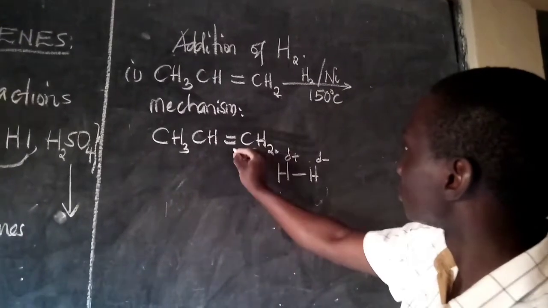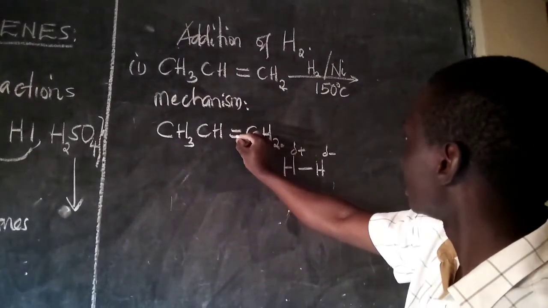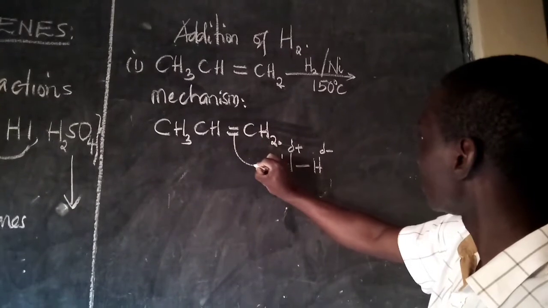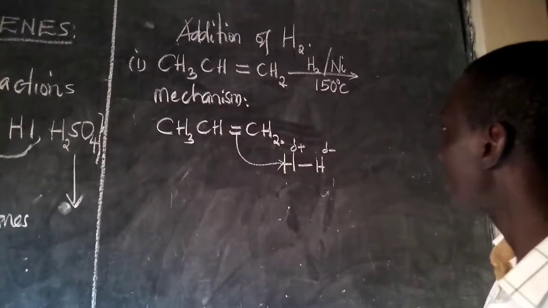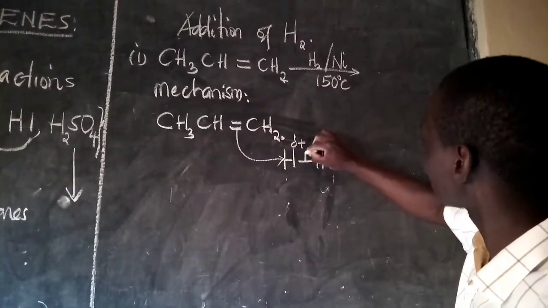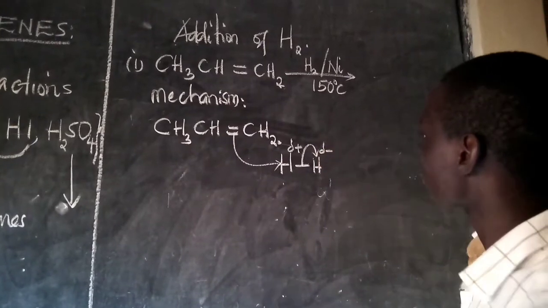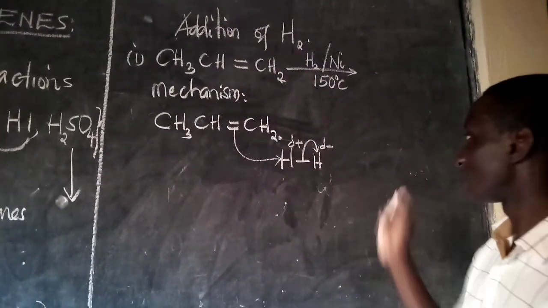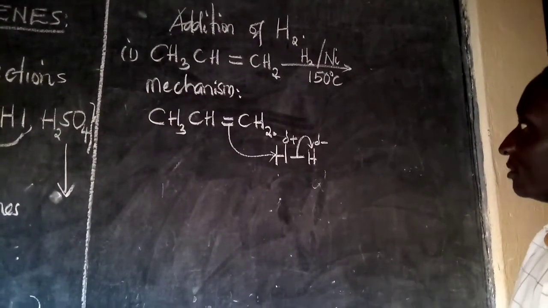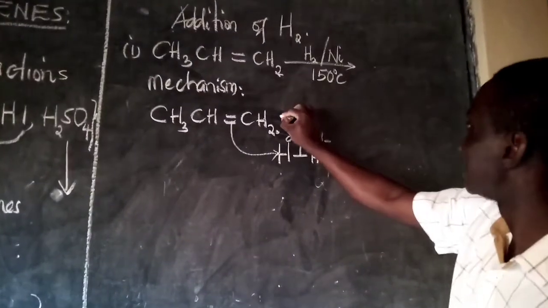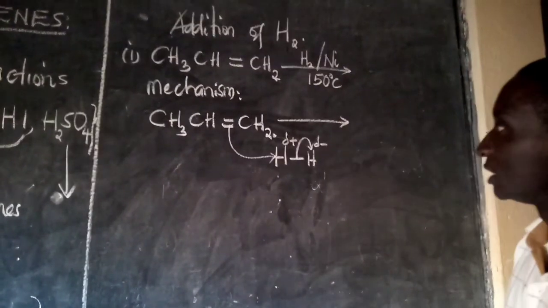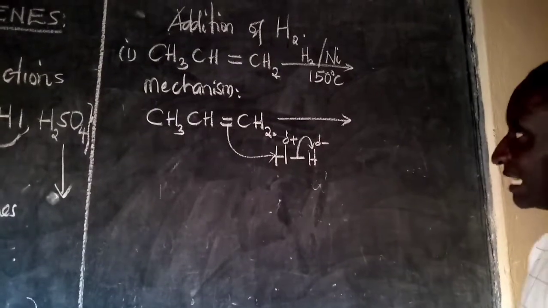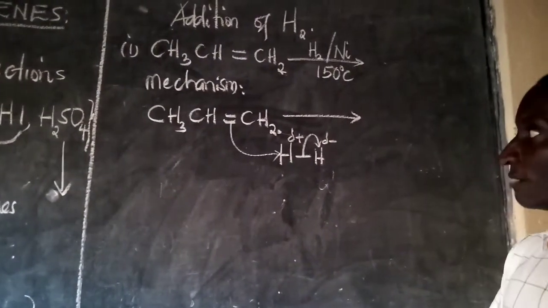Then the approach starts in a way that the pi bond interacts with this partial positive side, and we undergo complete cleavage, whereby the electrons in this bond are taken away by the other hydrogen to form a hydride. So what does this give us? It gives us something that is a carbonium ion.